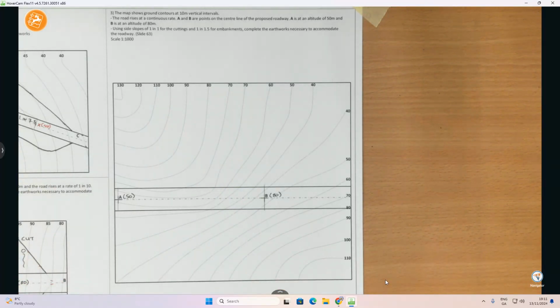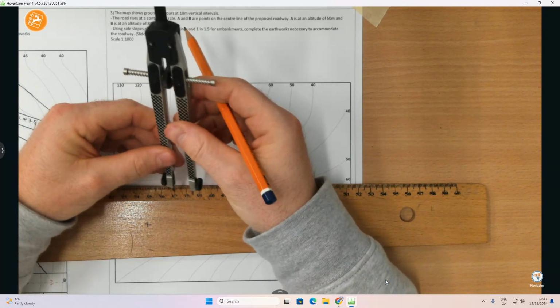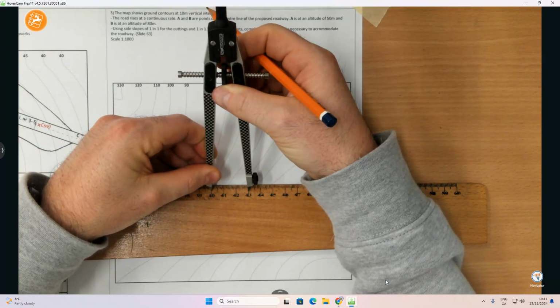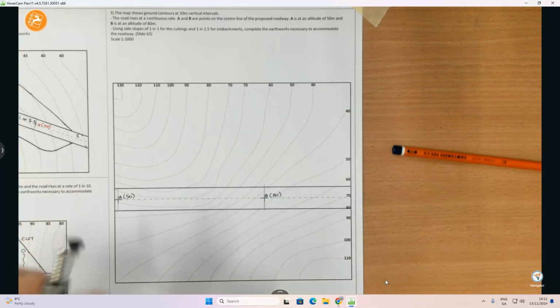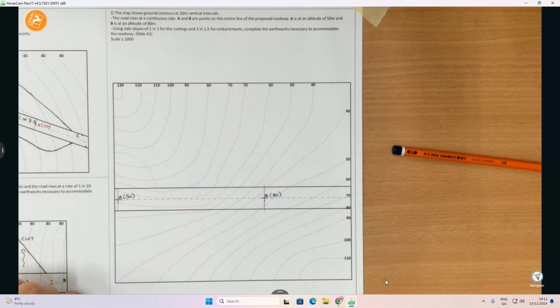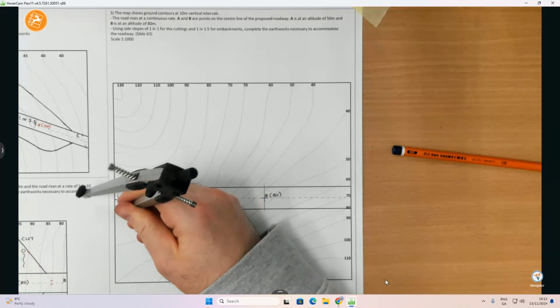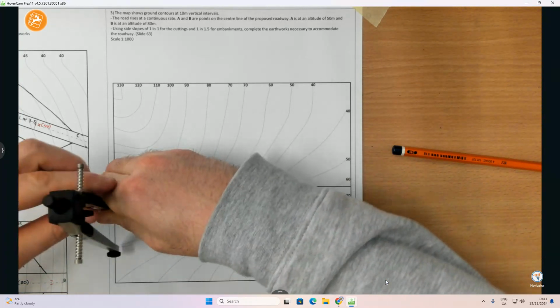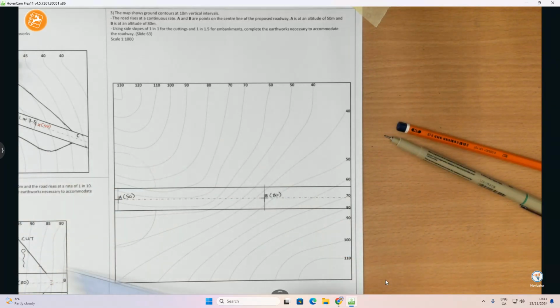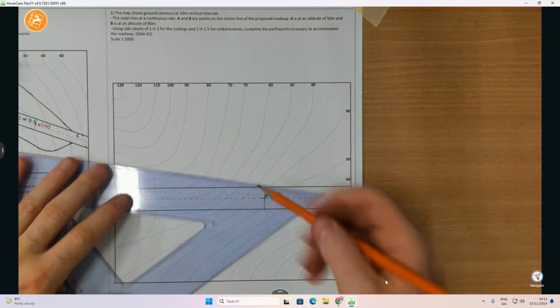Okay, so using this, I'm going to get 30 on my compass. So from 40 as far as 43, there's the 30. And from A, I want to do my little arc like that. I'm going to keep it a little bit lighter this time. An arc like that.